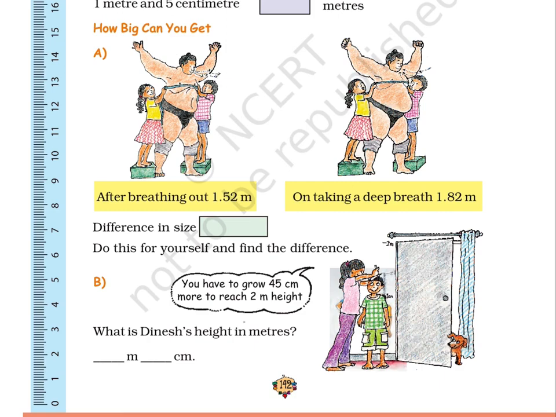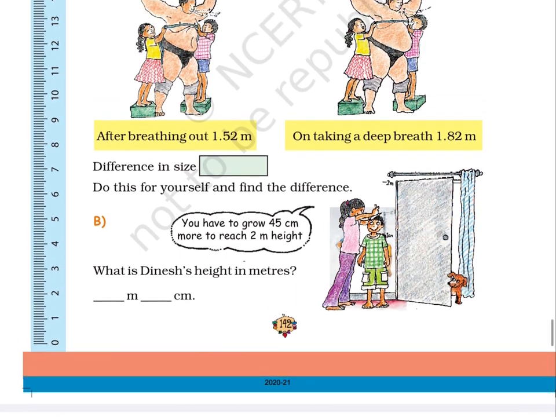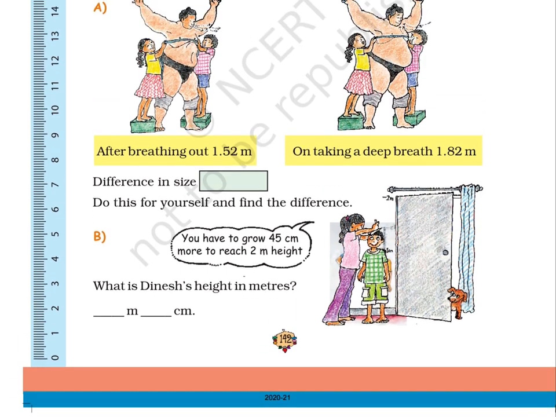B. On the bottom right side of the page, we see a boy and his mother. The mother is measuring the height of the boy and telling him, "You have to grow 45 centimeters more to reach 2-meter height." What is Dinesh's height in meters? Dash meter, dash centimeters.